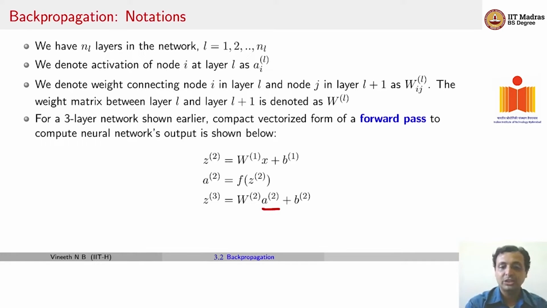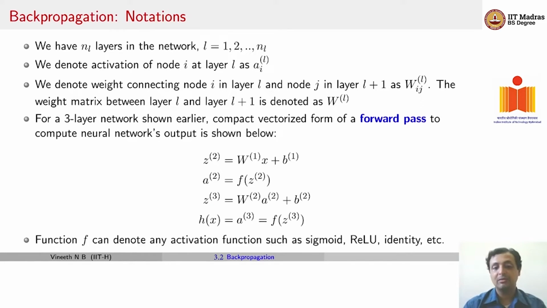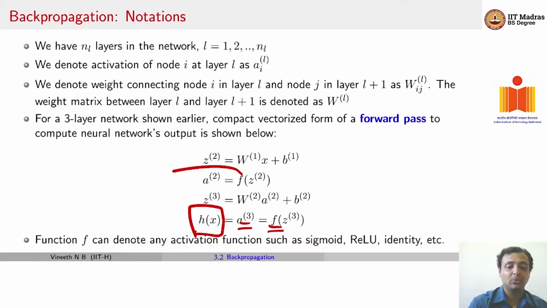Now you take the activation, take the next layer's weights, which is given by W2 and B2, and you do W2 A2 plus B2, you get Z3, that's the Z in the third layer. You apply an activation function on that to get A3, which is the output in the third layer, which is also the output of the neural network. In this case, the function f denotes an activation function, such as sigmoid, ReLU, identity, and so on.